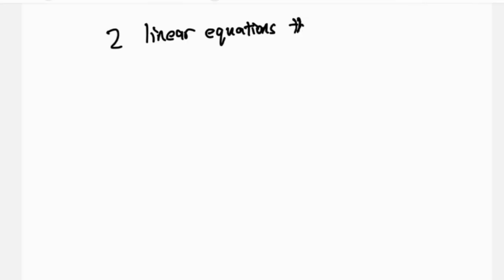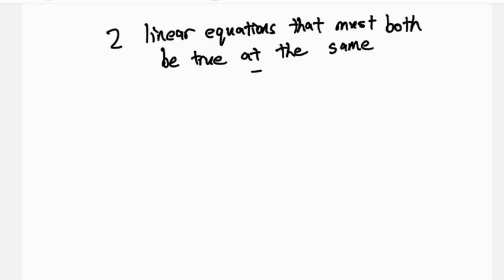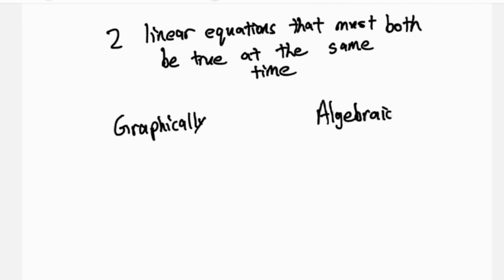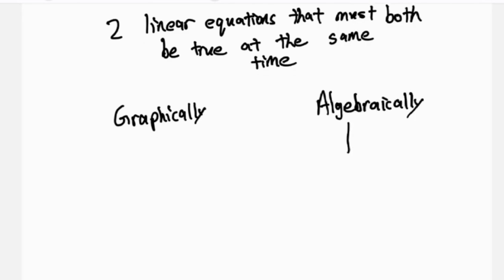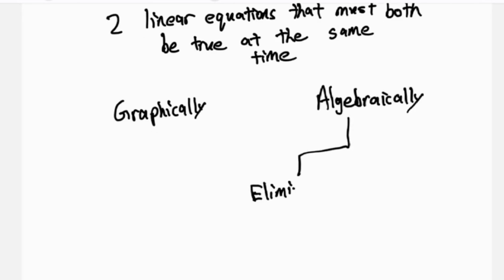To summarize, simultaneous linear equations are two linear equations that must both be true at the same time. We can solve these either graphically or algebraically. Algebraically, we have two methods of solving them, through elimination or substitution.